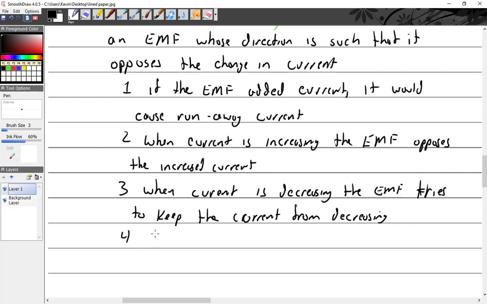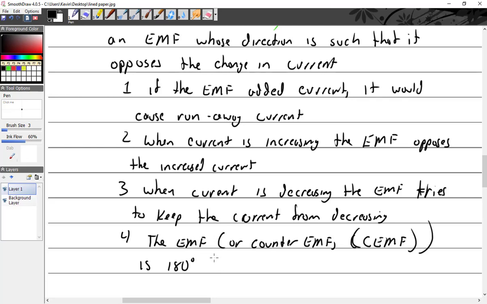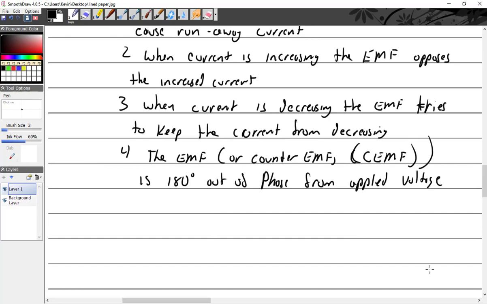And last point here. The EMF, or counter EMF, which is also called CEMF, counter EMF, is 180 degrees out of phase from applied voltage. All right, so what does that kind of mean in simple terms?